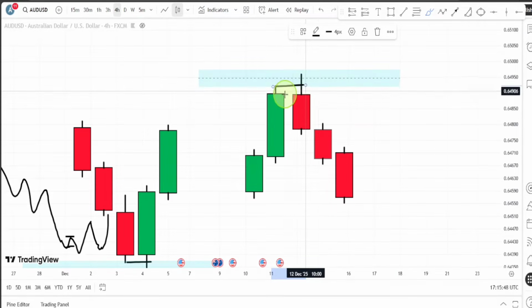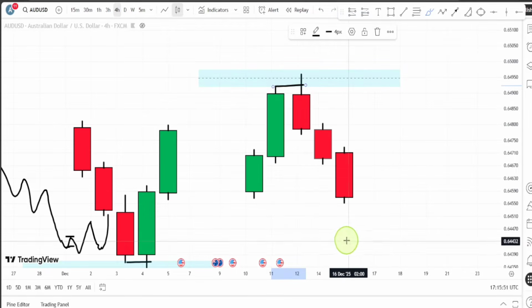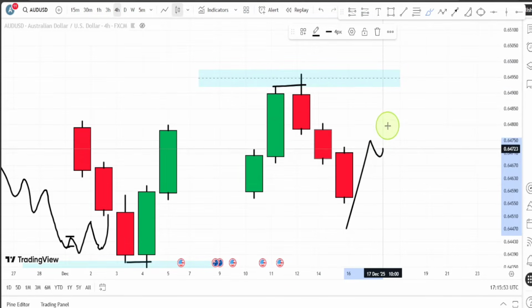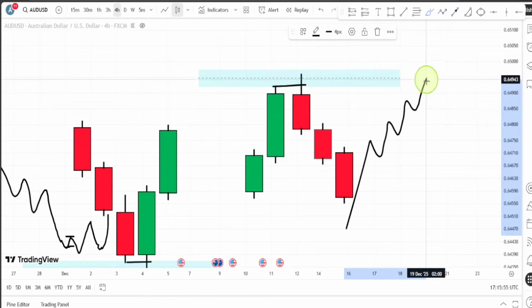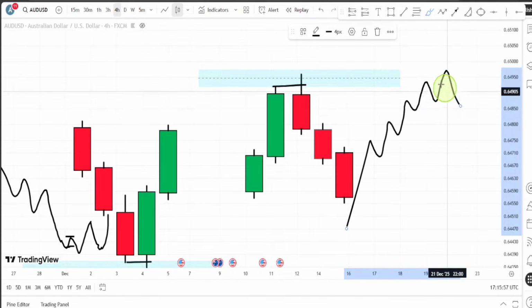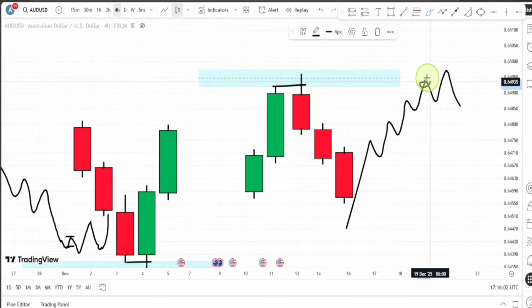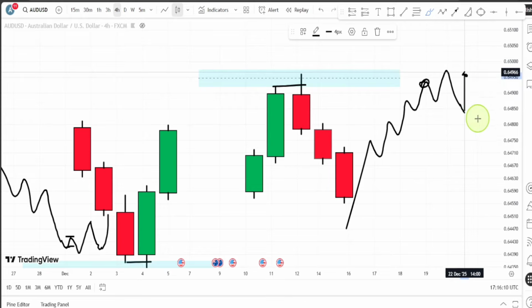You want to see that price takes the high of the previous candle. It should be something like this: up, down, up, down, up, down. Price should take the high of the previous one, this one, to the upside, and then come to the downside. Anytime we have a high and a low, we are expecting a high, then we take the trade from the high to the downside.